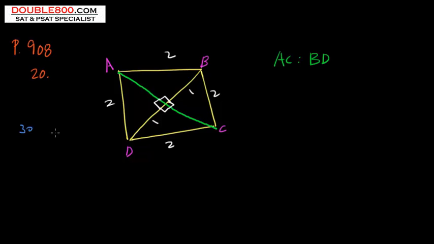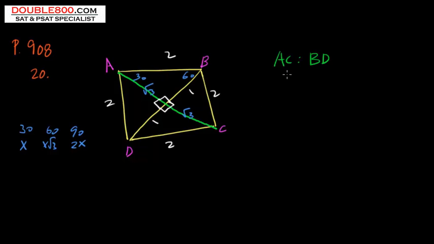So 30, 60, 90. The small value is x, the 30, and the big value is 2x. All right, so in this case, we don't really need it, but this angle would be 30. This is 90, and this is 60, and the 60 is x root 3, so that our x is 1, this is just root 3, and this is root 3.